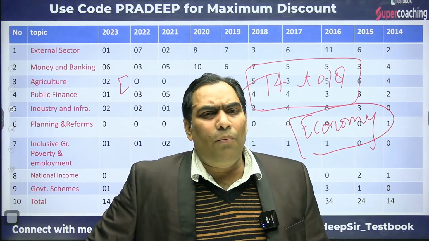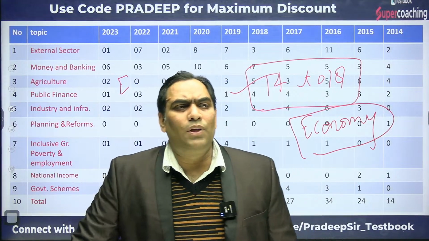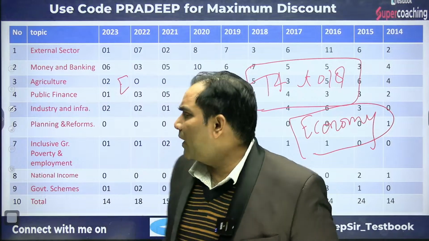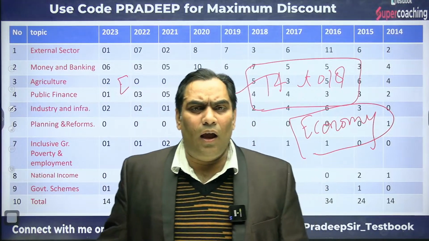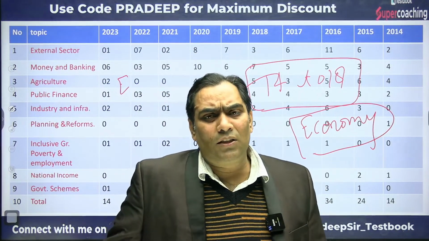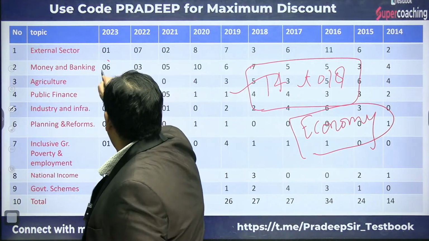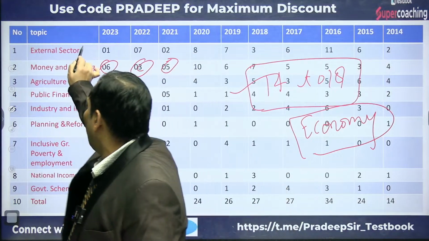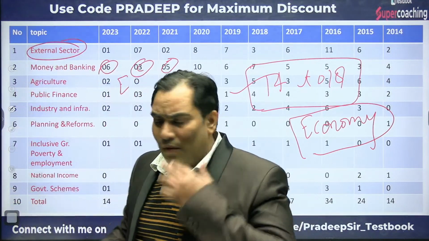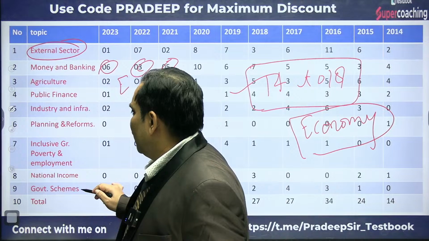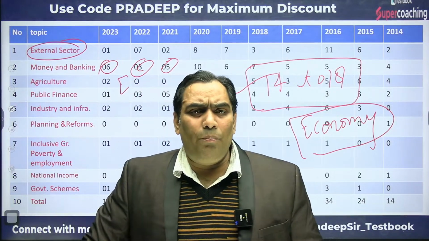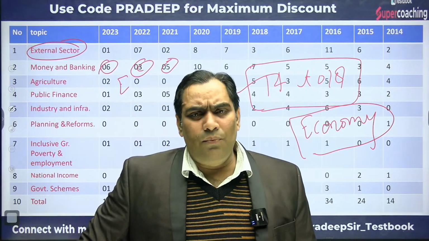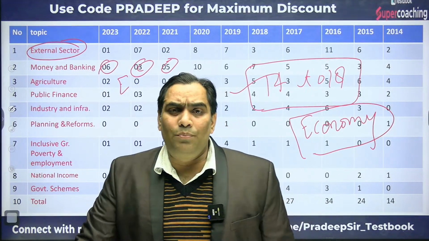On the basis of this analysis, we can say what the important topics are. We will discuss the topics as well. Money, banking and the payment system is important, because they are regularly asking questions from it. We can say that the external sector is an important topic, fiscal policy is an important topic, and inflation is an important topic. On the basis of this, we will discuss which important topics have to be covered first.